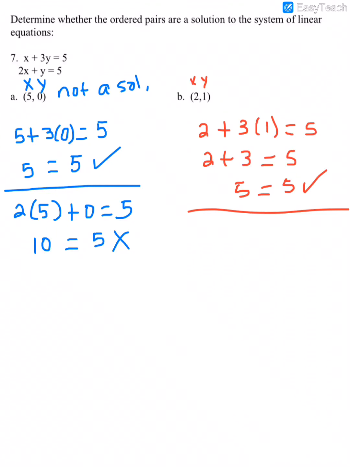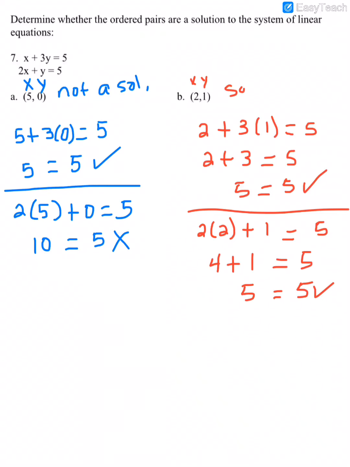Let's see if it'll work in the second one. 2 times 2 for x plus 1 for y equals 5. All right, so 2 times 2 is 4, and I have 4 plus 1, which is 5. So 5 equals 5. So that did work, so this is a solution. And that's how we check to see if an ordered pair is a solution to the system. It has to work in both equations.